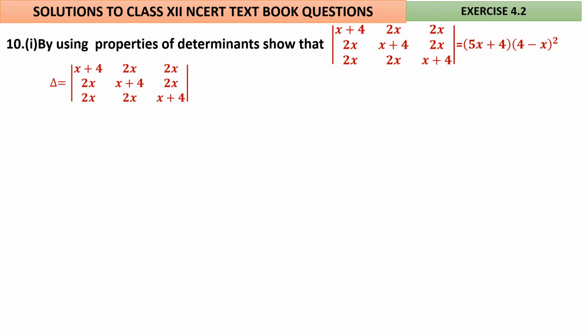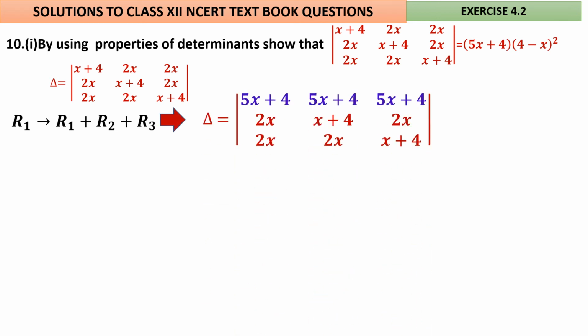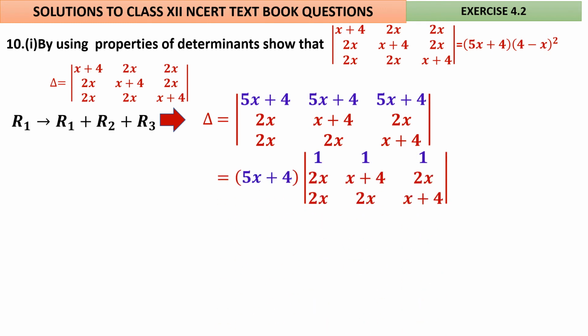I have seen that when I write R1 as R1 plus R2 plus R3, I get 5x plus 4 everywhere in the first row. For the next step, all of you know what should be done. 5x plus 4 should be taken outside. I am taking it out.